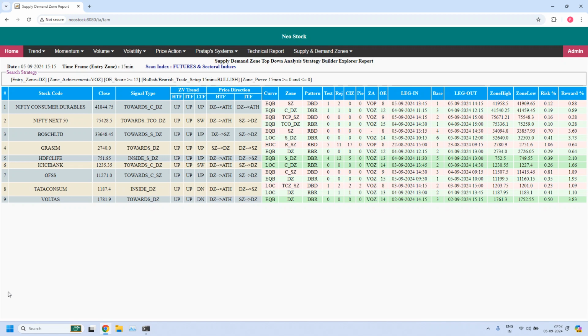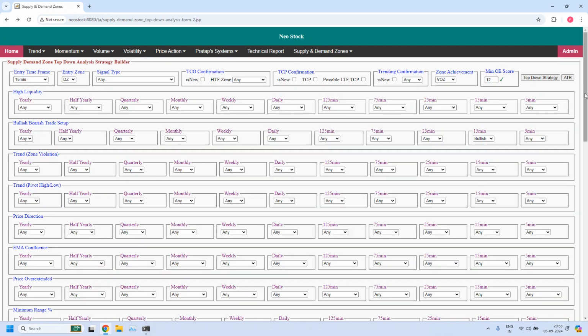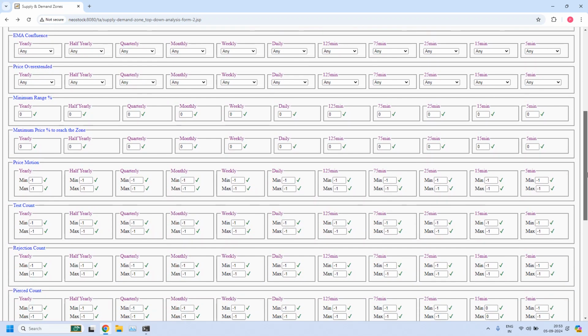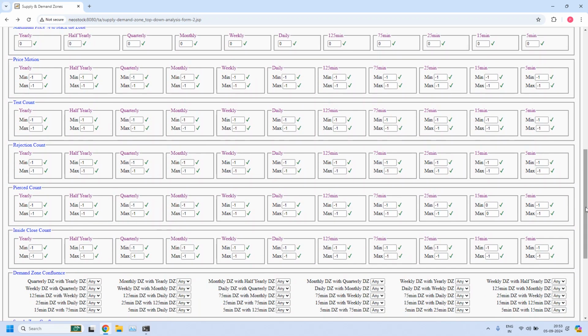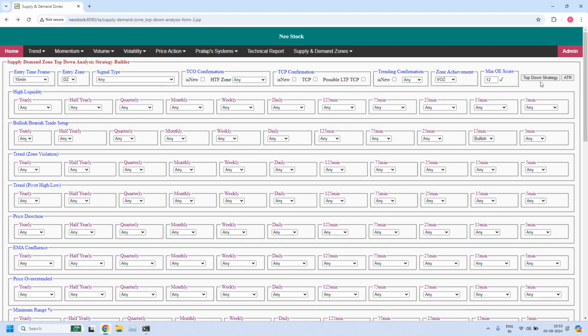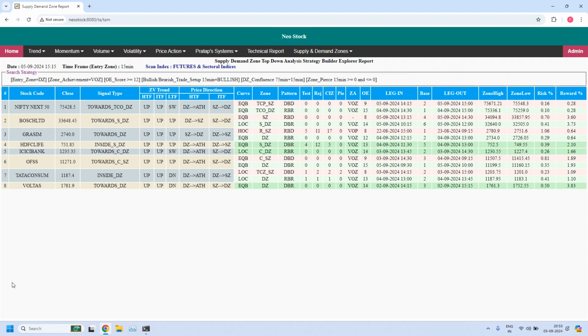Let's look for high probability trade setup. If the 15 minutes, that is the LTF, and the 75 minutes, that is ITF, if both are having confluence, let's verify. Demand zone confluence. 15 minutes demand zone and 75, that is LTF and ITF zone confluence. 8 stocks are filtered. So these 8 stocks are having ITF confluence, 15 minutes and 75.